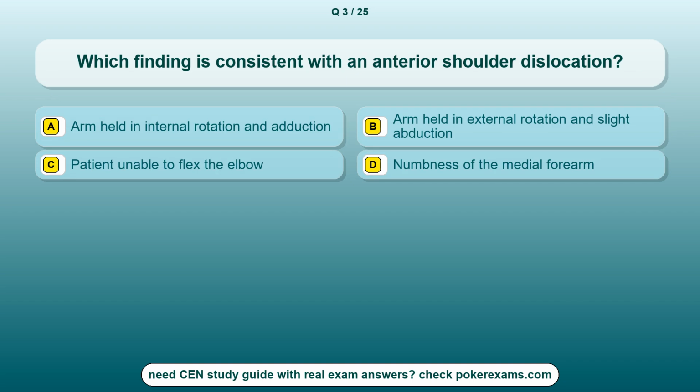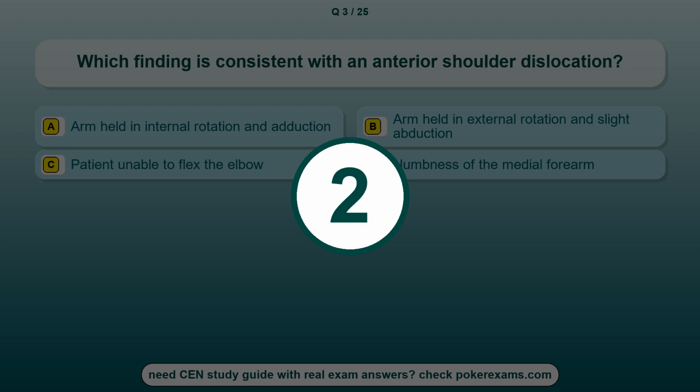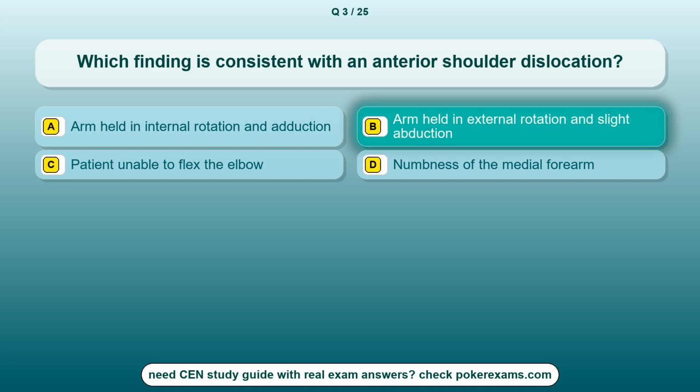Question 3. Which finding is consistent with an anterior shoulder dislocation? Option A, arm held in internal rotation and adduction. Option B, arm held in external rotation and slight abduction. Option C, patient unable to flex the elbow. Option D, numbness of the medial forearm. The correct answer is option B, arm held in external rotation and slight abduction.